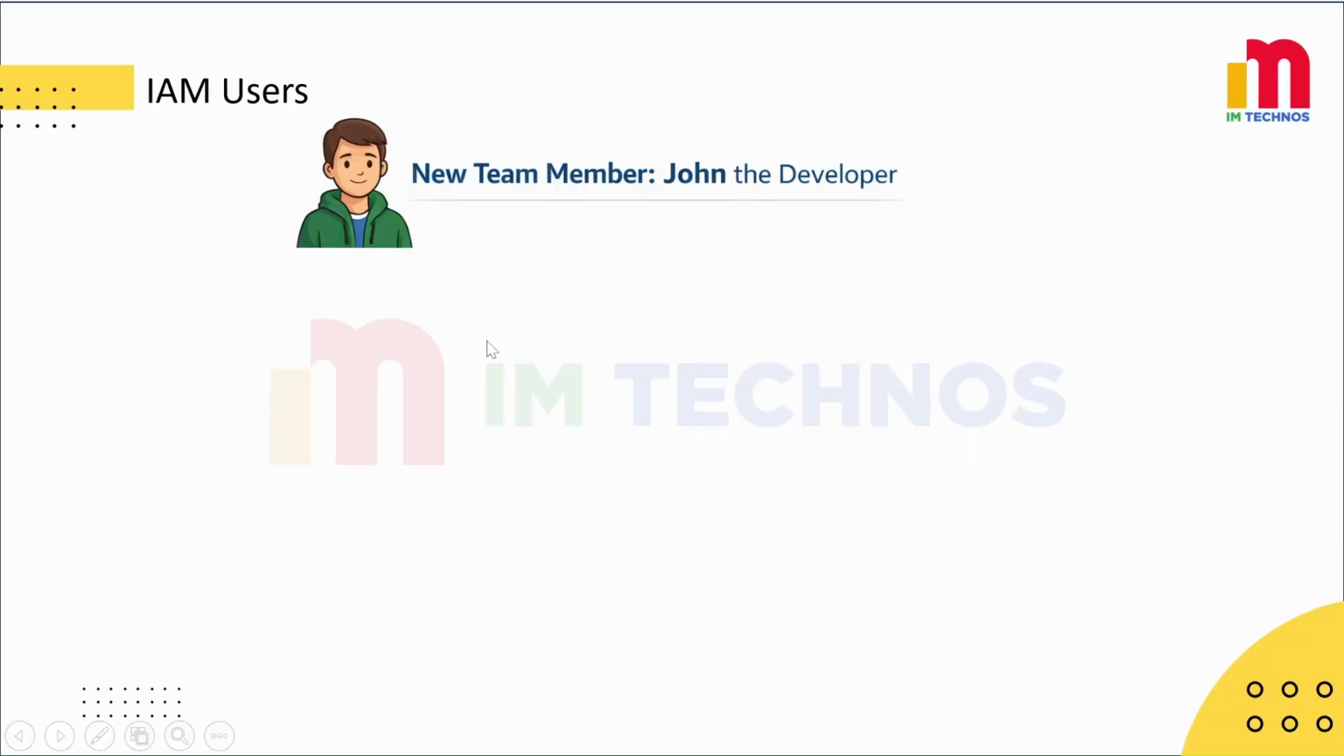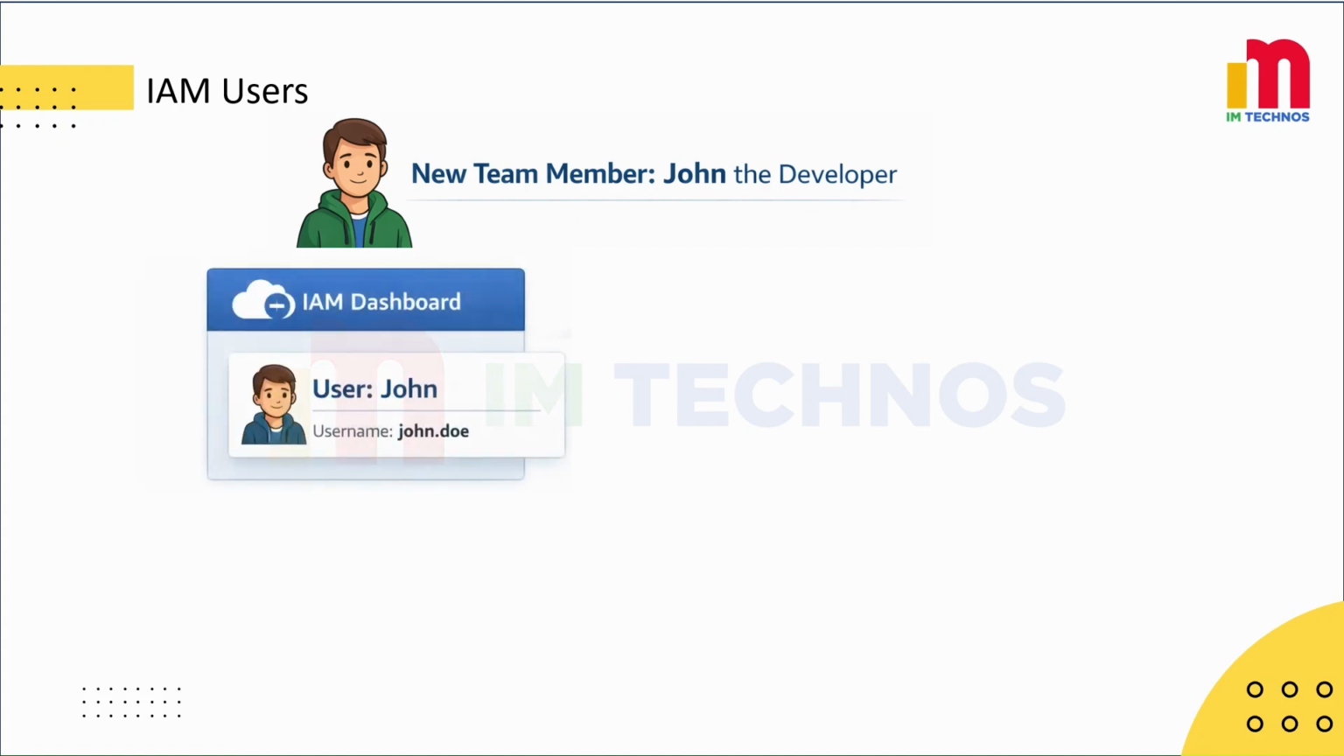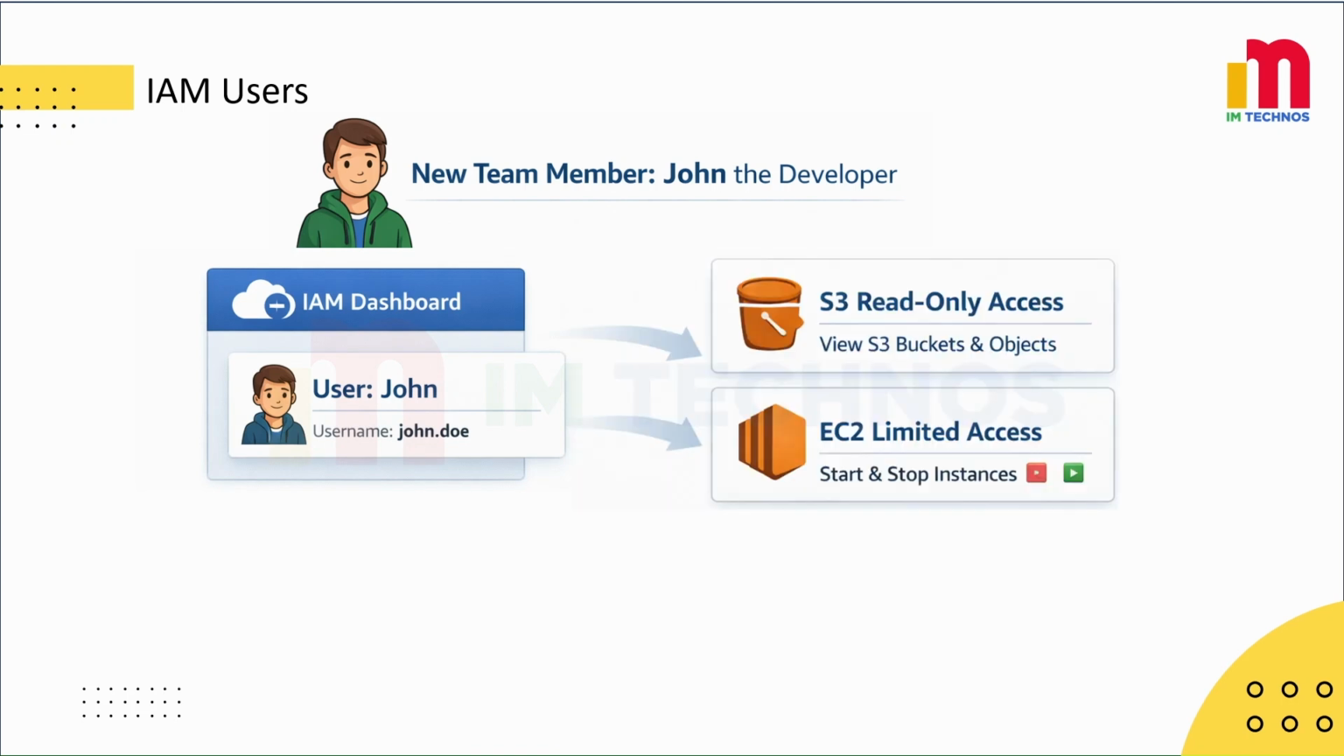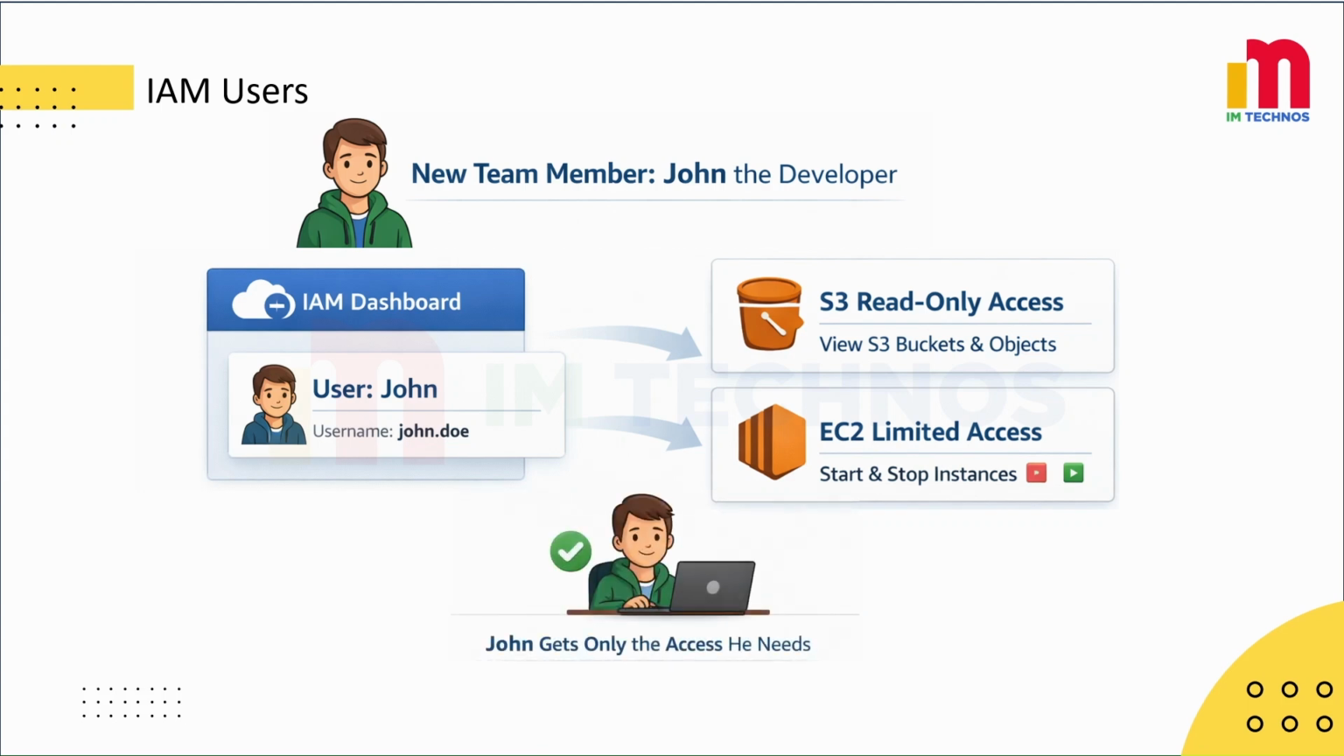Let's say you have a new team member John who joins as a developer. You can create a user for John in IAM. Then, instead of giving him full access, you can attach specific permissions like read-only access to S3 or limited access to EC2. This way, John gets only the access he needs to do his job. Nothing more, nothing less. As you can see, users represent individual entities and permissions define what each user can do inside AWS.